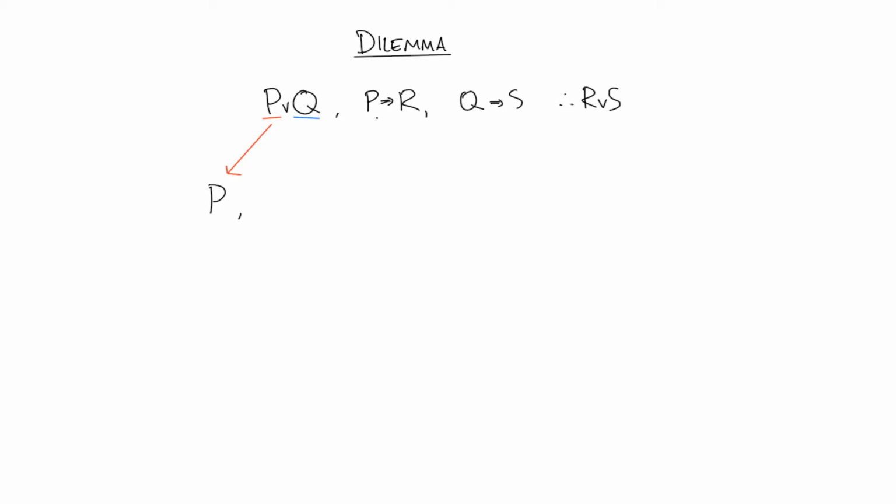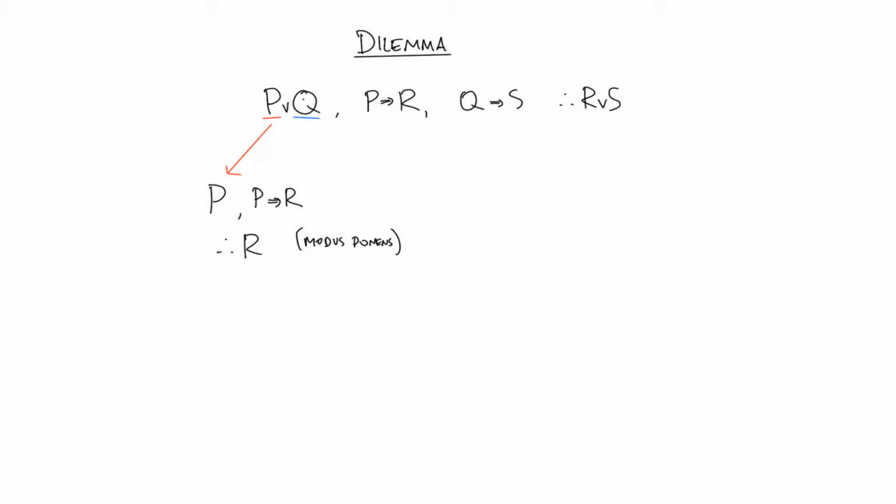In that case, I can use this other premise, P implies R, to conclude, therefore, R by modus ponens. Now, because I don't know P is true, I don't actually know that R is true. It doesn't follow from these premises that R is true. This is just a hypothetical conclusion.